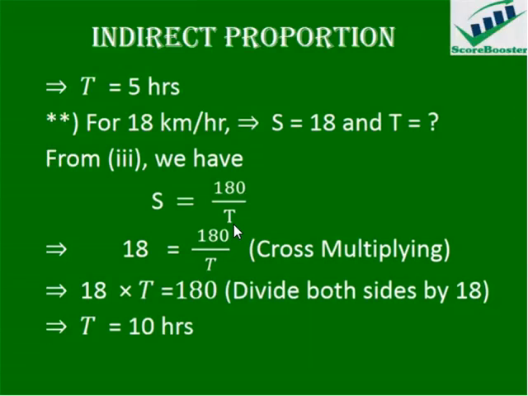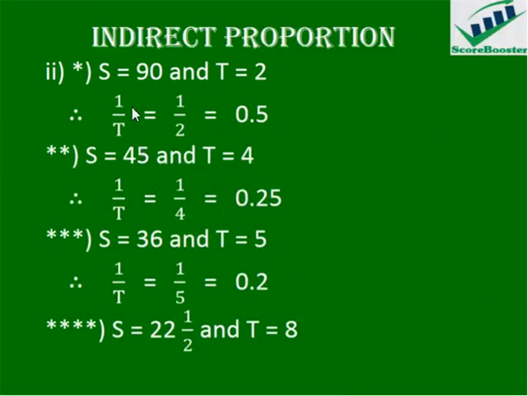Now, you know the time for each speed. Now we'll look for the reciprocal of each time, which is what? 1 over t. So when the speed is 90, we know that the time is 2 hours, and the reciprocal of time, which is 1 over t, is 1 over 2, which is 0.5. When the speed is 45 km per hour, the car is going to spend 4 hours, and the reciprocal is 1 over 4, which is 0.25. When the speed is 36 km per hour, t is 5, and the reciprocal of time, which is 1 over t, 1 over 5 equals 0.2.